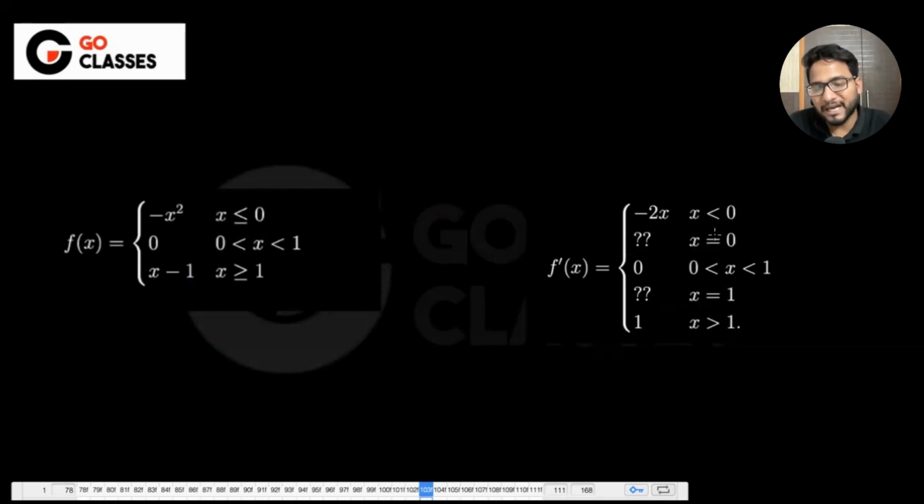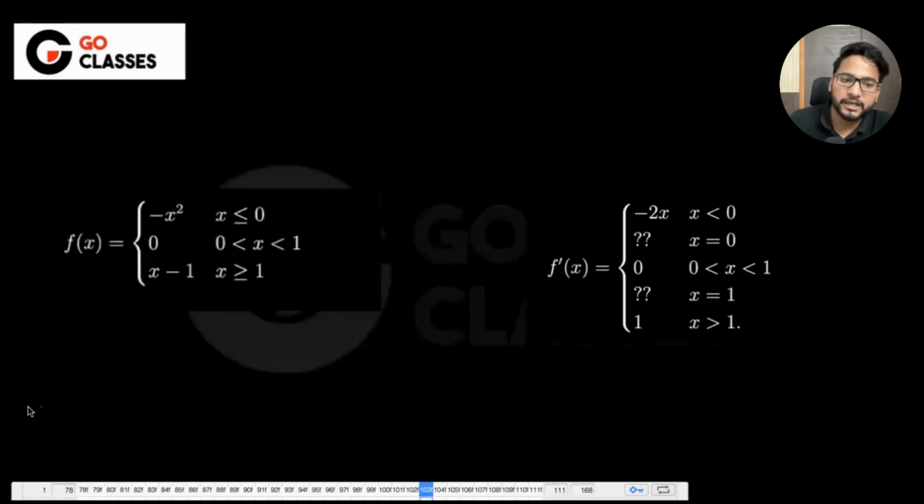Now you check less than 0. Less than 0 is minus 2. Oh, sorry, 0. And greater than 0 is 0. So yes, that is differentiable at 0. At equal to 0 also it is 0, right? Less than 1, it is 0. Greater than 1, it is just 1. That's why the function is not differentiable at 1, right?